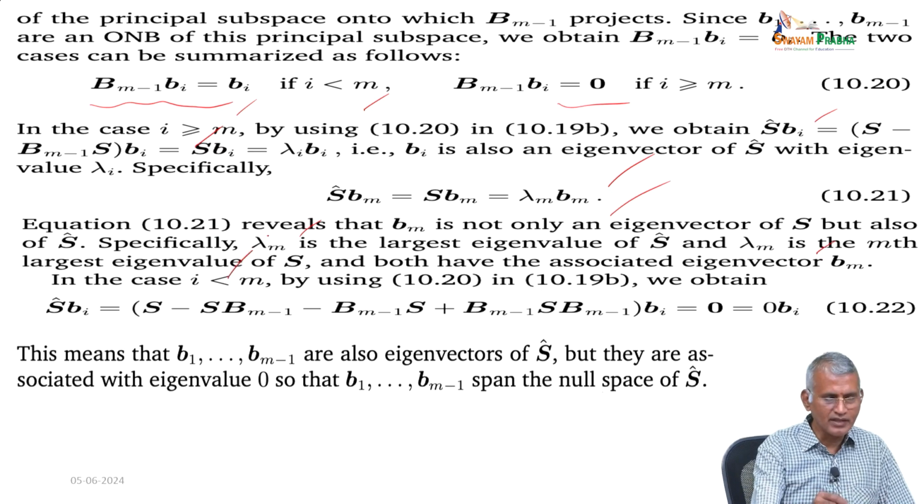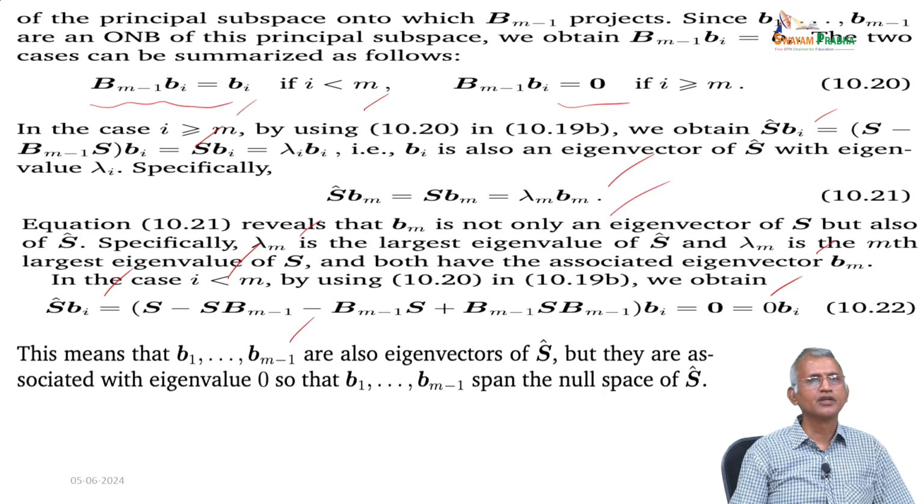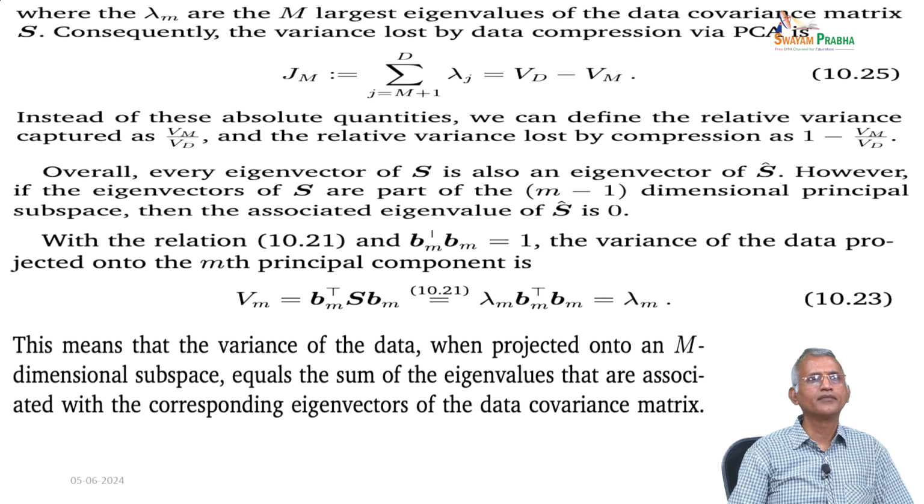So, in this case i is less than m. By using 20 and 19b, we obtain S bar Bi equals S minus S Bm minus 1 minus Bm minus 1 S plus Bm minus 1 S into Bm minus 1 Bi equals 0, which is equal to 0 Bi. This means B1 to B suffix m minus 1 are also eigenvectors of S bar, but they are associated with eigenvalues of 0, so that B1 to Bm minus 1 span the null space of S bar.